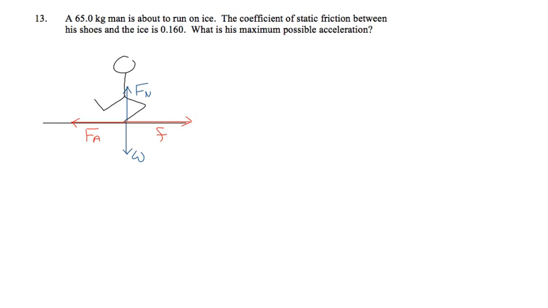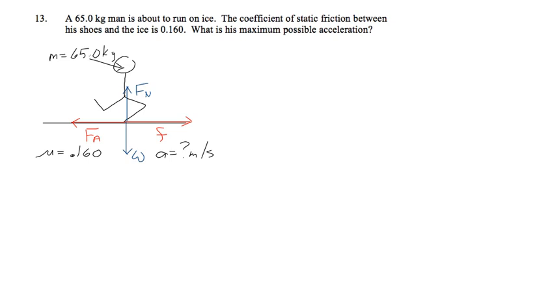And now I'm going to label what I know. This person has a mass of 65 kilograms. The coefficient of static friction between his shoes and the ice is 0.160. That 0.160 is the coefficient of friction. And we're looking for the acceleration.